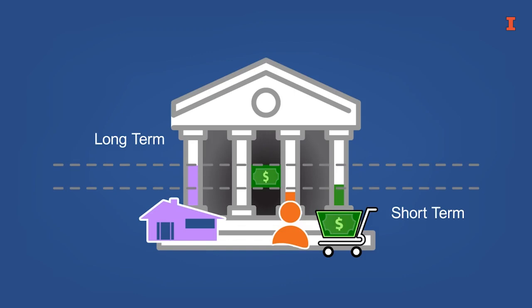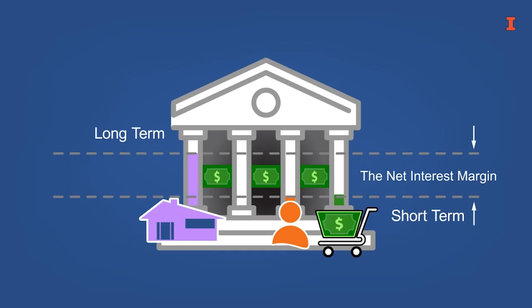The difference between net interest income of banks from loans and mortgages and interest expenses paid by the banks to depositors is called the net interest margin. The net interest margin measures the profitability of a bank. The larger the net interest margin, the higher the profits.